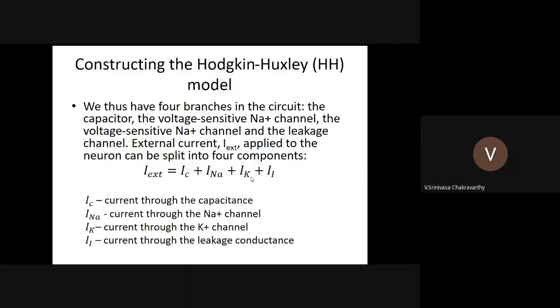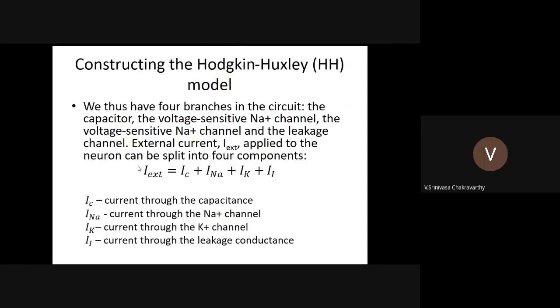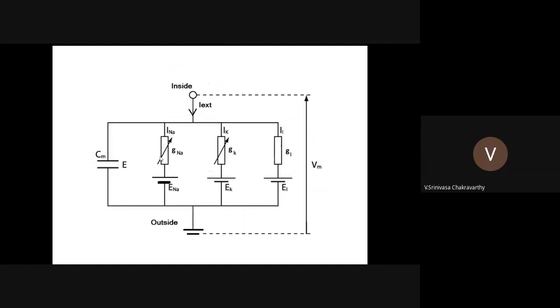Then the question is, what are all these individual currents? That can be written like this: capacitive current is obviously C dV by dt, and sodium current is the sodium conductance times this voltage. You can notice that I'm putting the inside of the cell above and outside below. The outside is the reference voltage, which is 0 voltage or ground potential, and inside is the membrane voltage Vm.